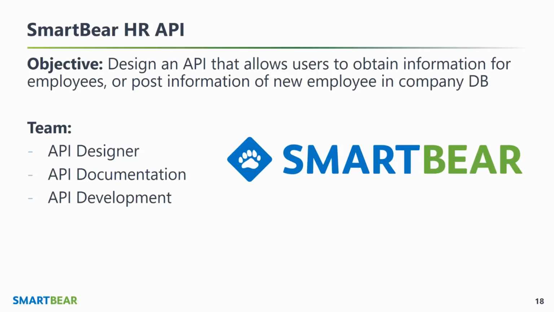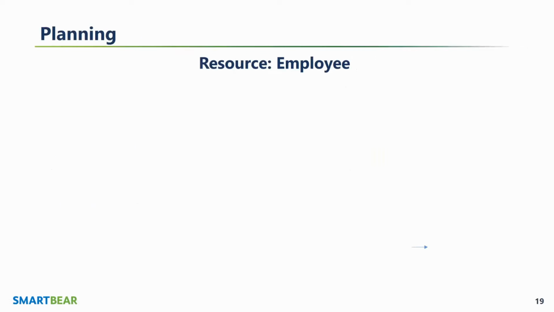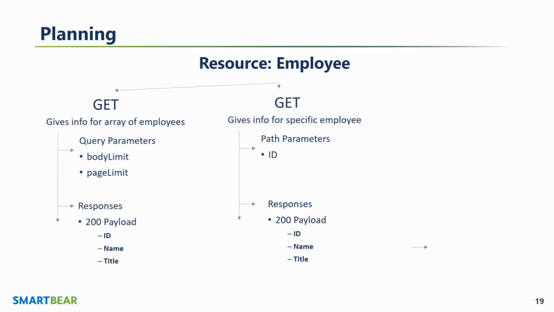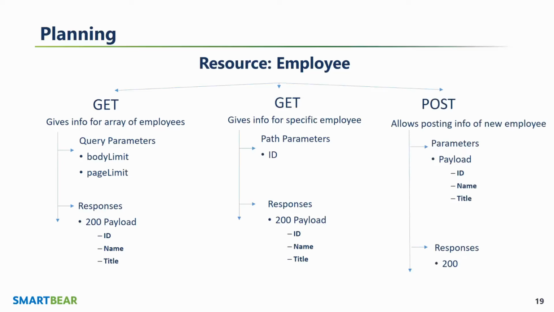Our objective is to build this HR API. From a planning perspective, let's assume that we have one resource called the employee resource. First, we define a get operation under this resource that allows users to get the information of all the employees within this company as an array. You can specify the page limit as well as the information limit using some of the query parameters. You can also get information about a specific employee from the company's HR database, and here we're going to show a path parameter to do so. And finally, you can post information about a new employee, and we will show you how to create a post operation using the request body object.